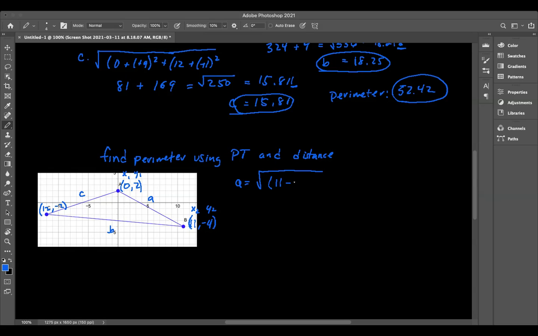So I got 11 minus 0 squared plus -4 minus 2 squared. So 11 squared is 121 plus, that's -6, and that's 36. That gives us a value of 157. So the square root of 157 works out to be 12.53.